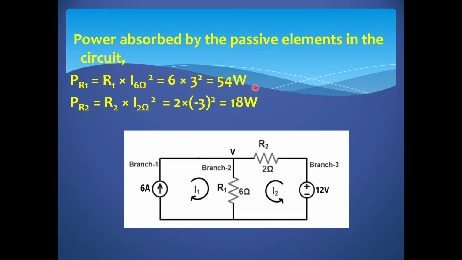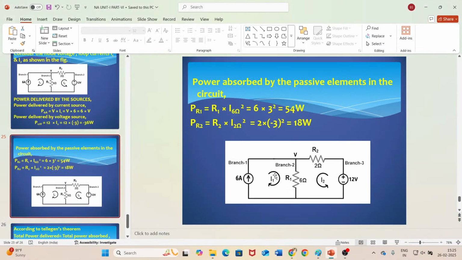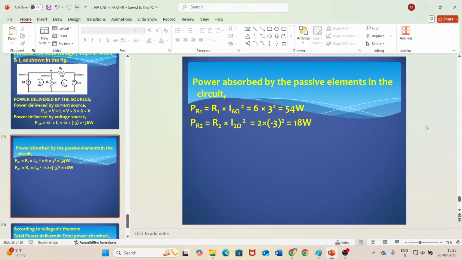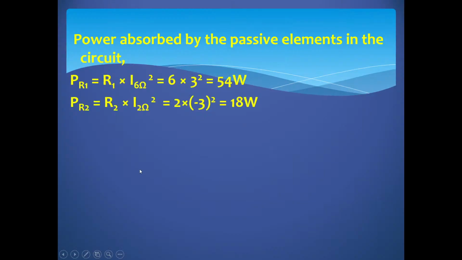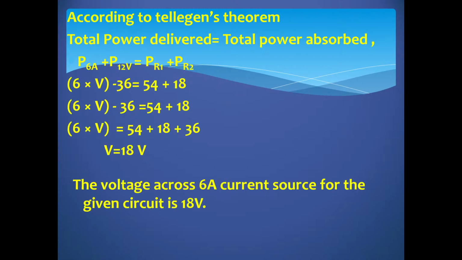So we have determined the power delivered by both the sources, and we have determined the power absorbed by both the passive elements. No need to draw this circuit again and again. I have simply copied it from the previous slide to show you the elements across which power is absorbed. I hope you might have written it.